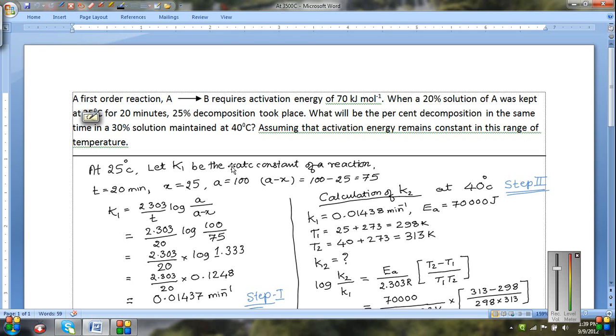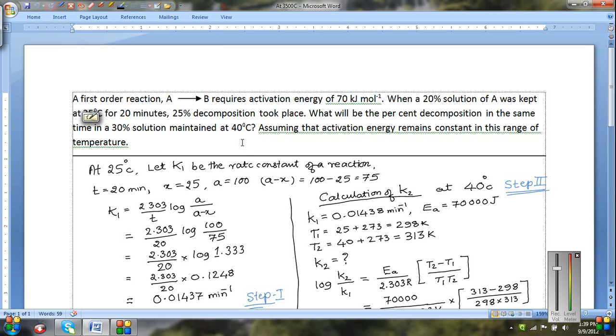Okay, let us solve this problem based on kinetics. A first order reaction A to B requires activation energy of 70 kilojoules per mole. When a 20% solution of A was kept at 25 degrees Celsius for 20 minutes, 25% decomposition took place. What will be the percentage decomposition in the same time in a 30% solution maintained at 40 degrees Celsius, assuming that the activation energy remains constant in this range of temperature?